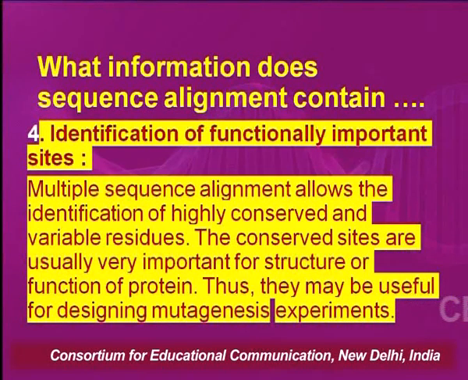Then sequence alignment also tells us about the functionally important sites in these sequences, because we would easily know the highly conserved regions in these sequences, and the conserved sites are usually important for the structure or the function of the protein. That way we can know which is the functionally important site, and this really helps in designing mutagenesis experiments.